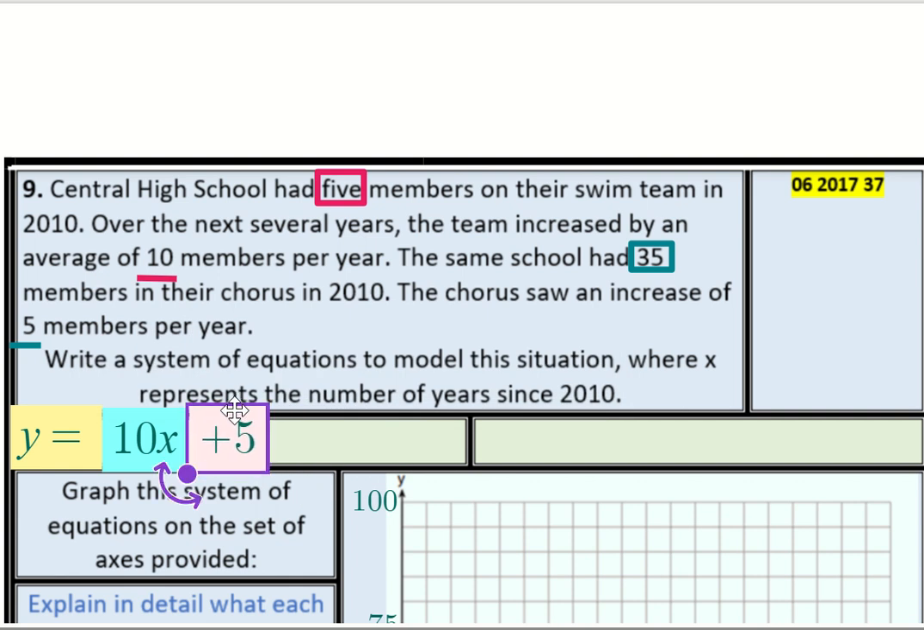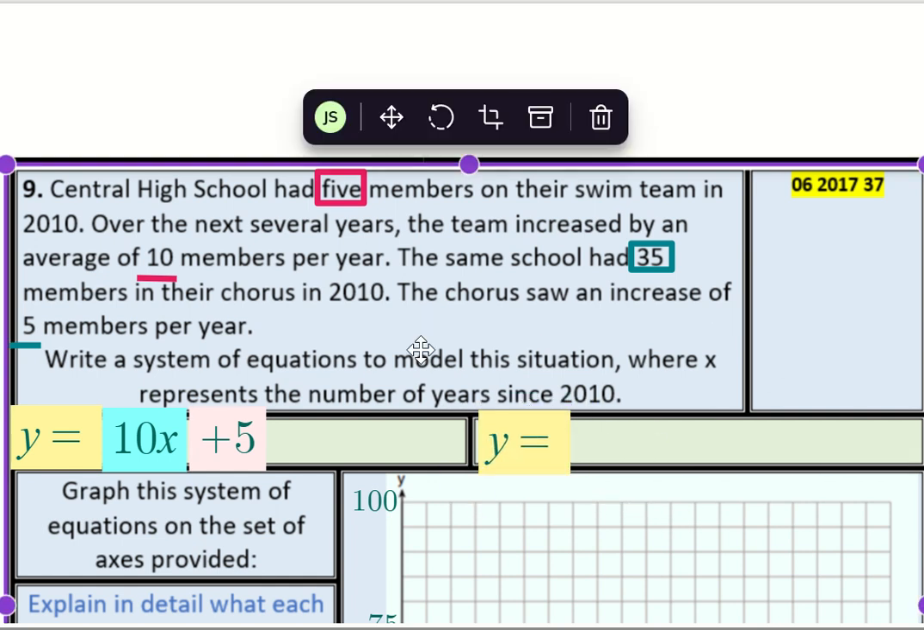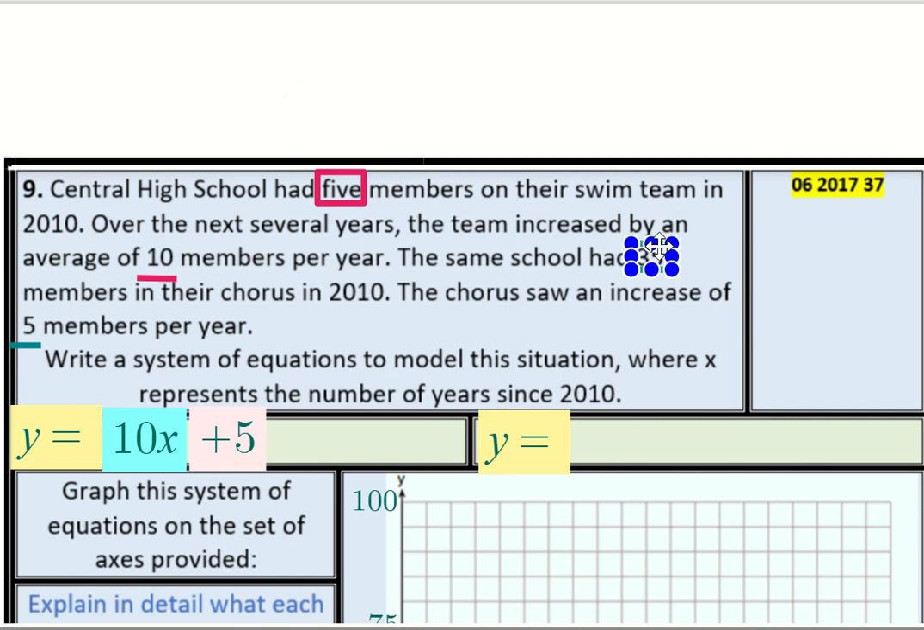That's my first equation. Now for my second equation, we're back to y equals again. And they started with 35 members. So we're going to have our plus 35. But this time our slope is only increasing by 5. So we have 5x.